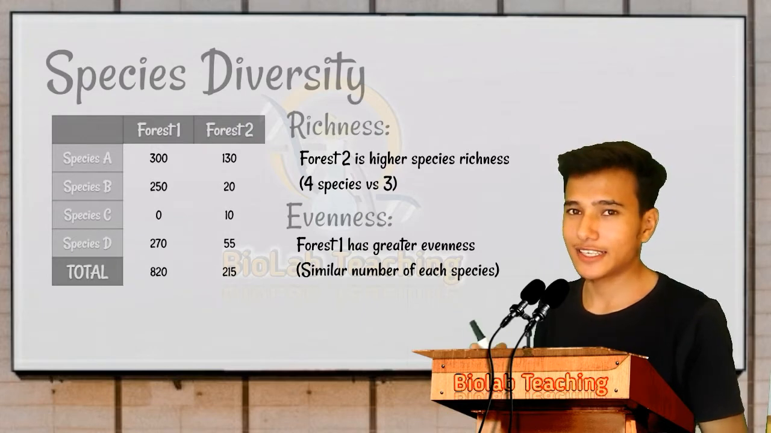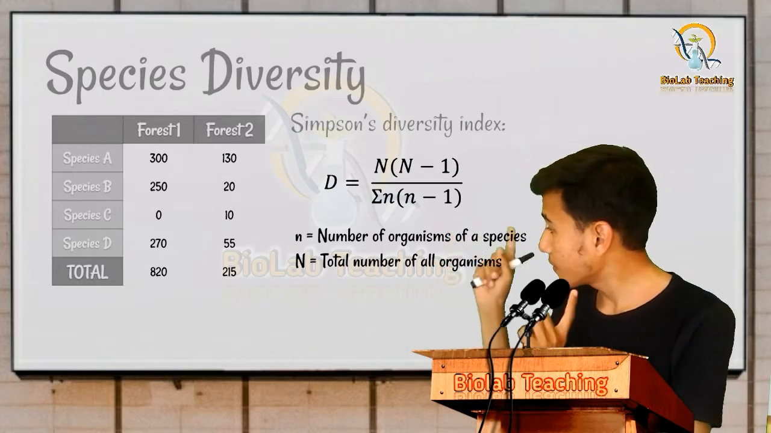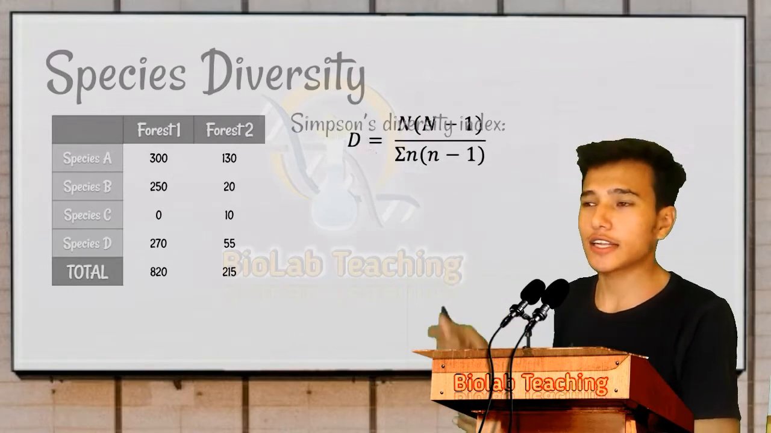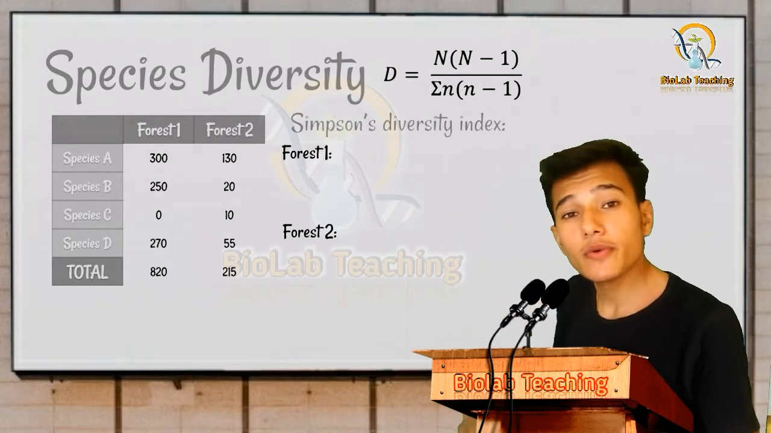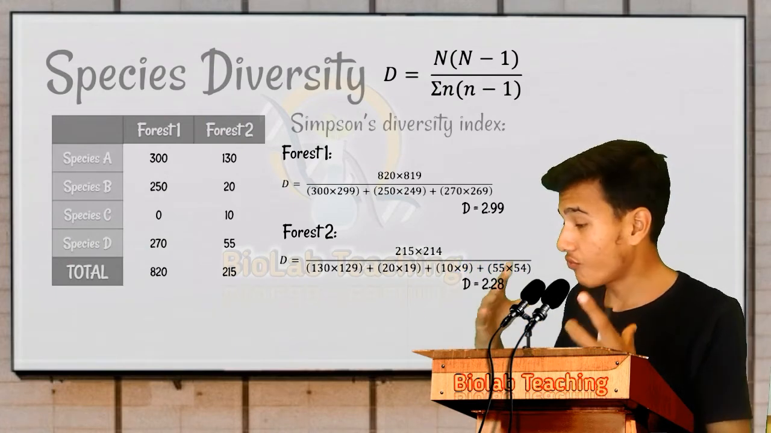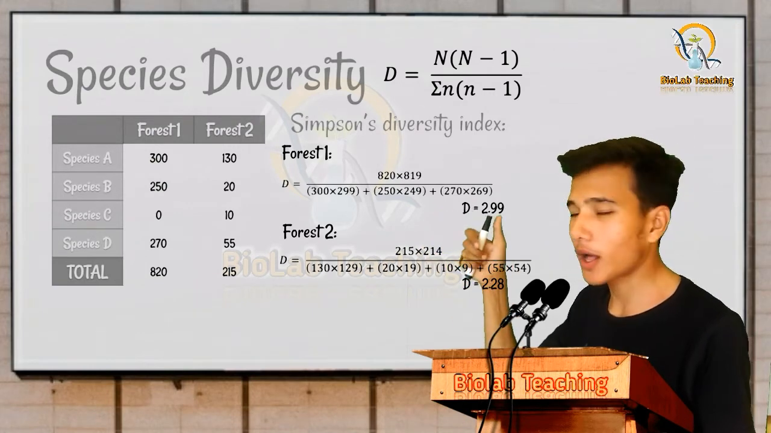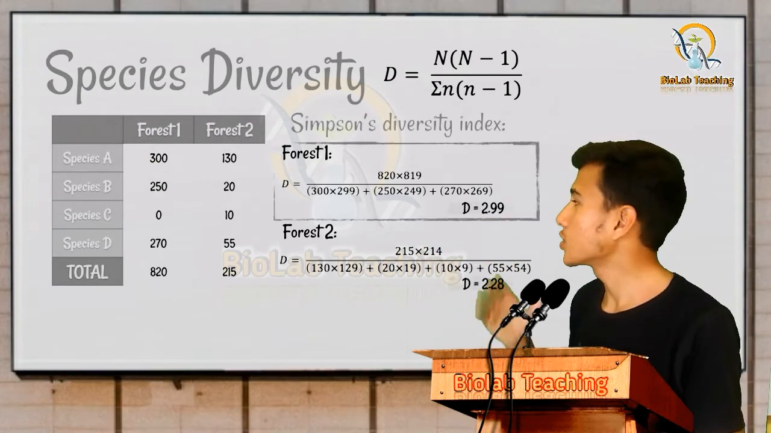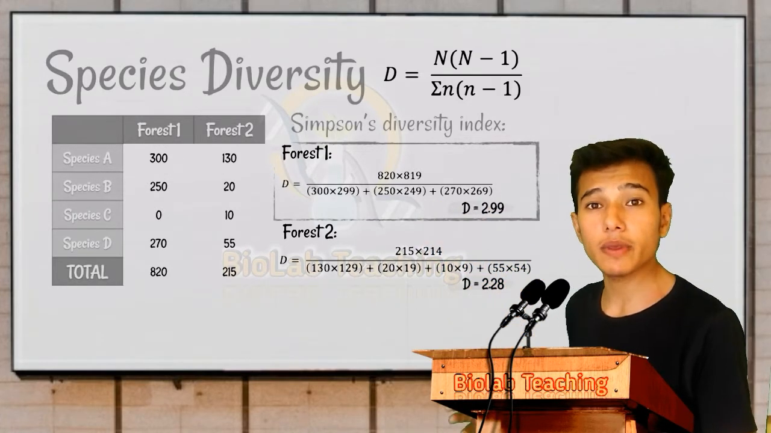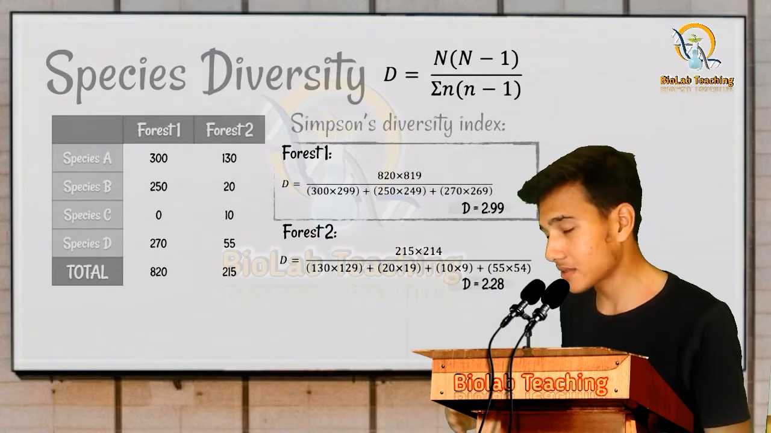So how then could we figure out the species diversity from this? And this is where Simpson's diversity index comes in handy. So let's look at a little example of calculating these values here. If we look at the Simpson's diversity index for forest 1 and forest 2, we plug these numbers in, we can see that we'll end up with values of 2.99 and 2.28 respectively. 2.99 means that forest 1 has a greater species diversity. So in this case, we take all things into account, forest number 1 has the greater species diversity.